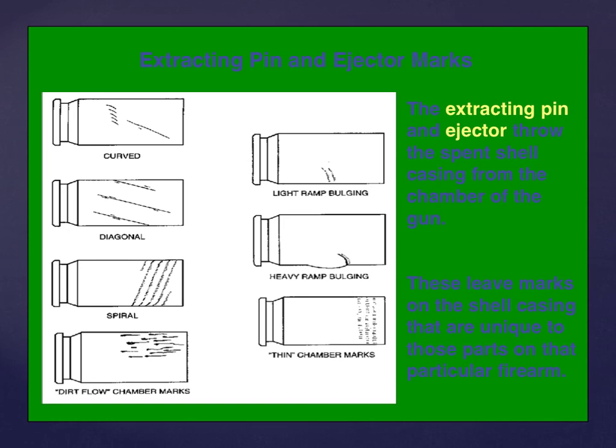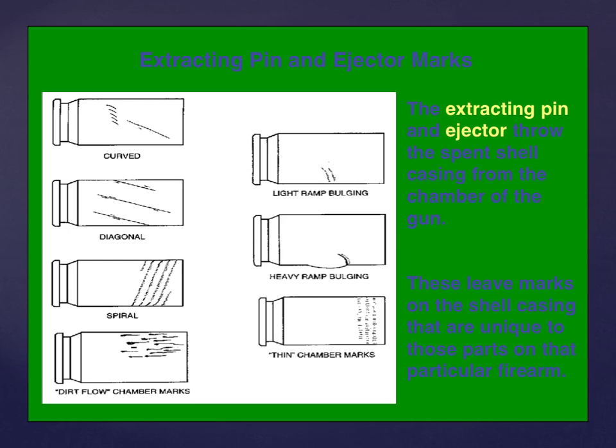Okay, so we've all seen those movies or those shows where someone's shooting the gun and the cartridges are just flying out of the gun. Well, the parts that are responsible for pushing the cartridges out and making sure that there's space for the new bullet are called the extracting pin and the ejector. Sometimes they're called the extractor and the ejector, same thing. What they do is they push or throw out the casing or the cartridge from the bullet that's already been fired. They just make sure that it's clear of the chamber. And normally it just kind of falls on the floor.